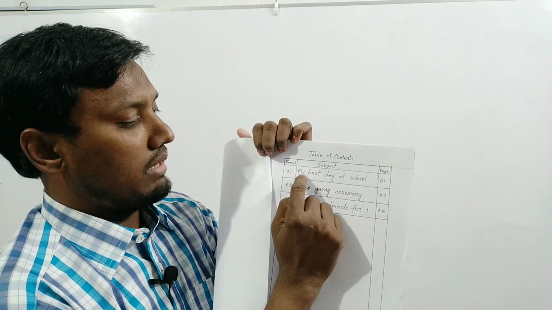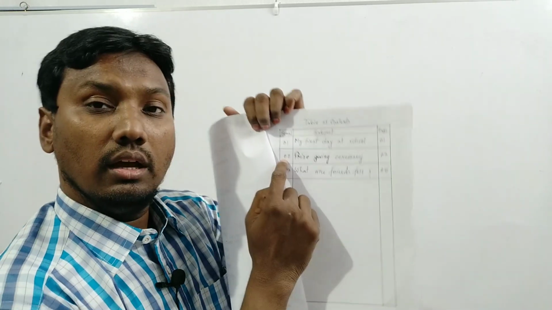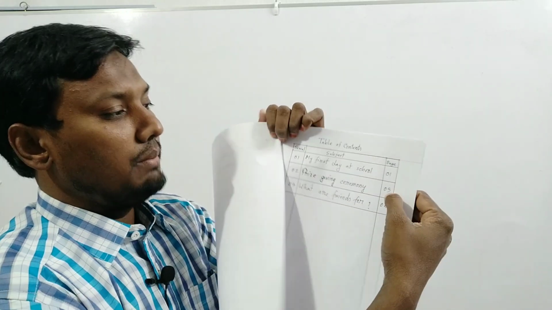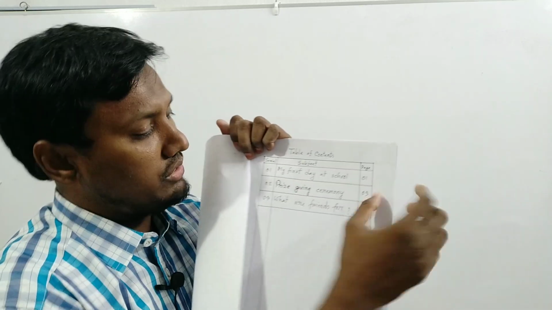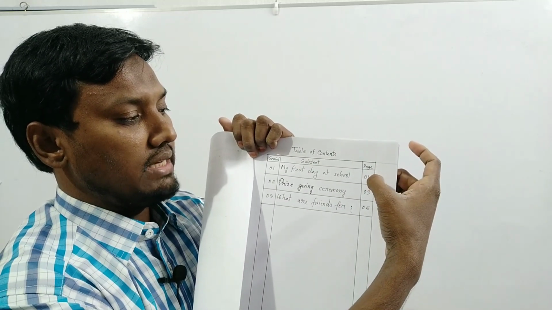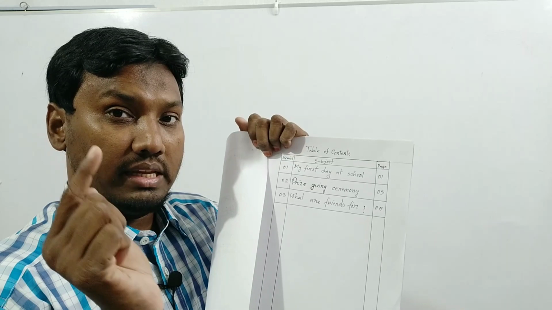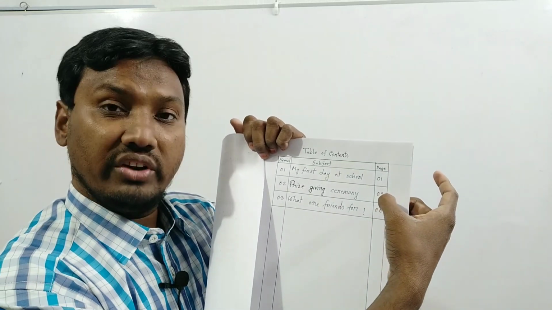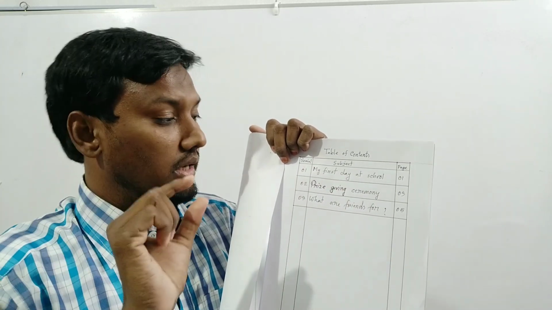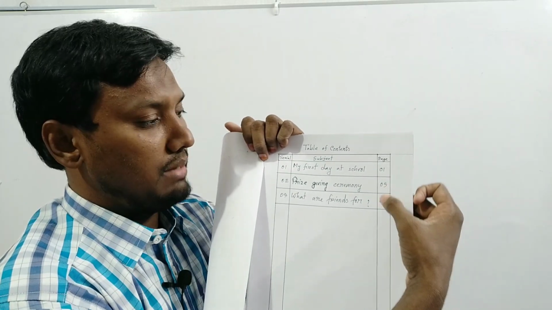Number 1, serial, my first day at school, page number 1, but the second, serial number 2, prize giving ceremony, page number 3, because the first day at school question needs page number 1 and 2. So we should be careful to write down page number 3. The prize giving ceremony needs 2 pages, page number 3 and page number 4.